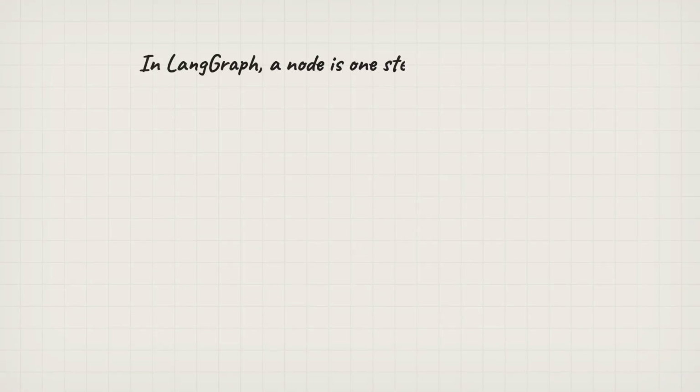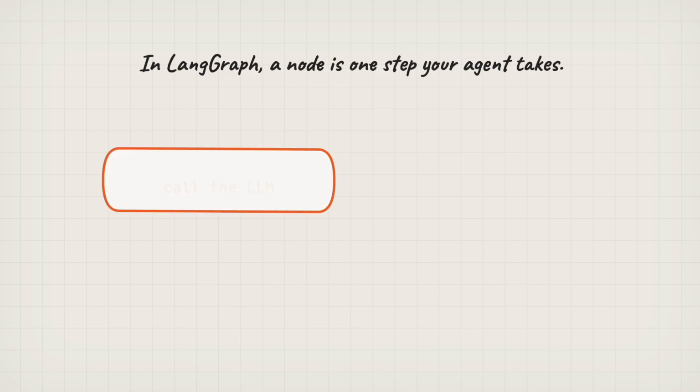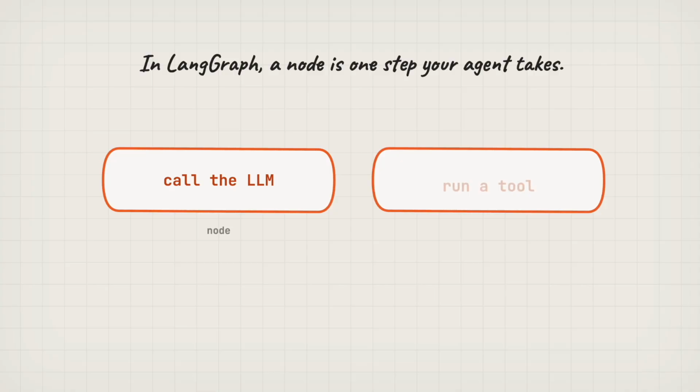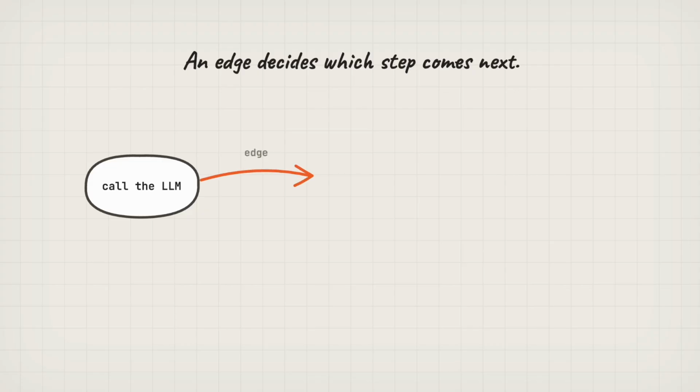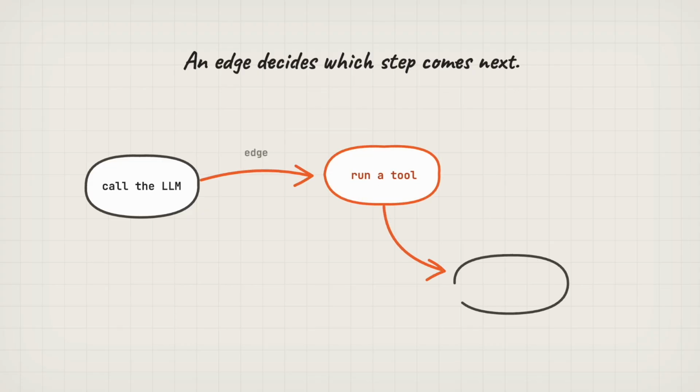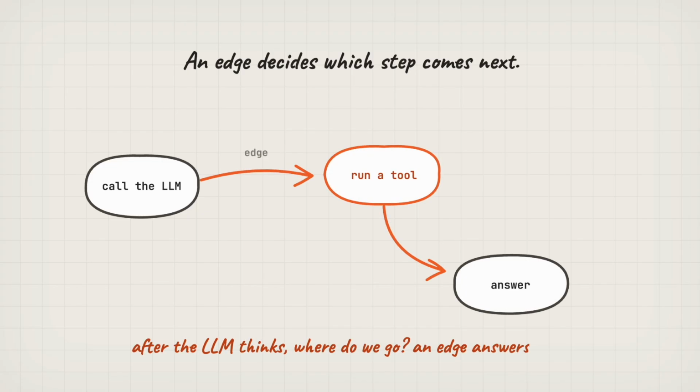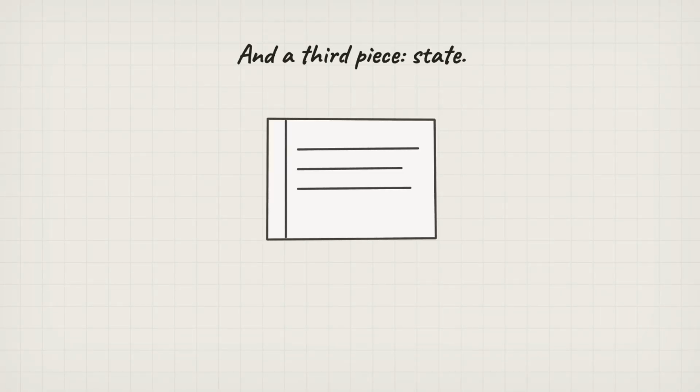In LangGraph, a node is one step your agent takes. So, call the LLM is a node. Run a tool is another node. And an edge is what connects one step to the next. After the LLM thinks, which step do we go to? An edge decides that. And there is a third piece you need, and that is state.